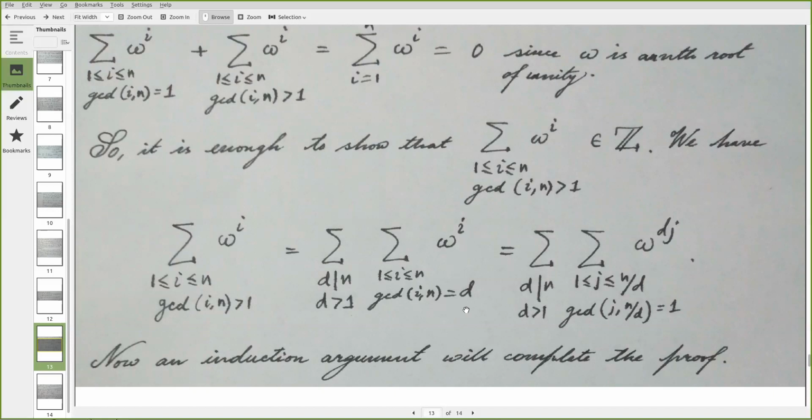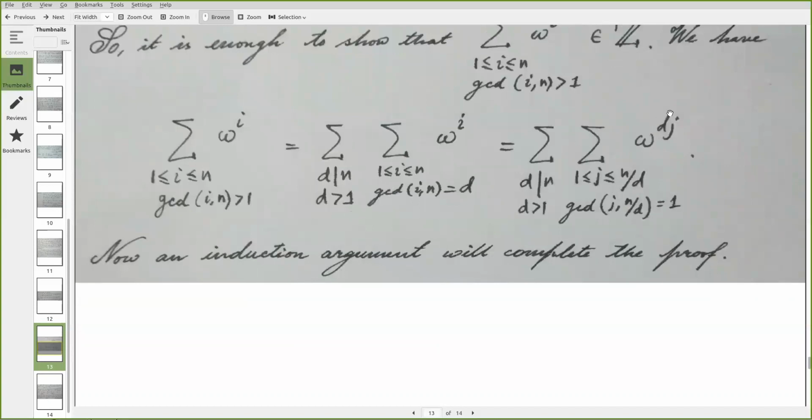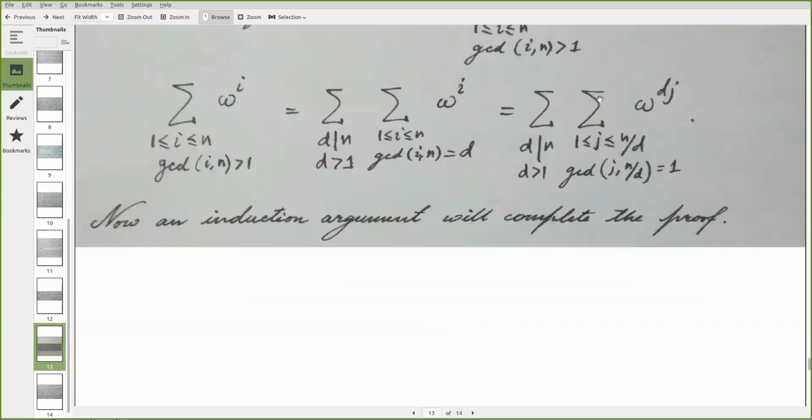So therefore, this sum is actually equal to this, because i is allowed to go up to n, being a multiple of d. So i is dj, where j is allowed to be from 1 up to n by d, and of course, if GCD of i and n is d, then GCD of j and n by d will be 1. Now, since d is greater than 1, n by d is less than n.